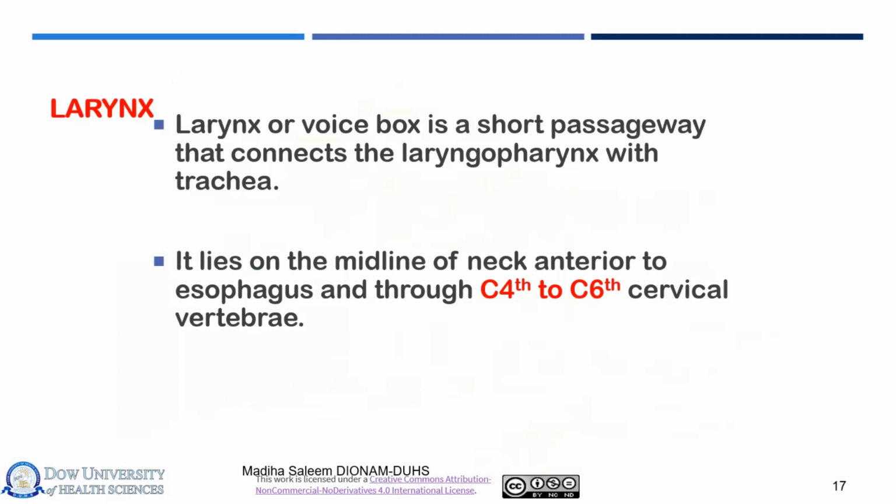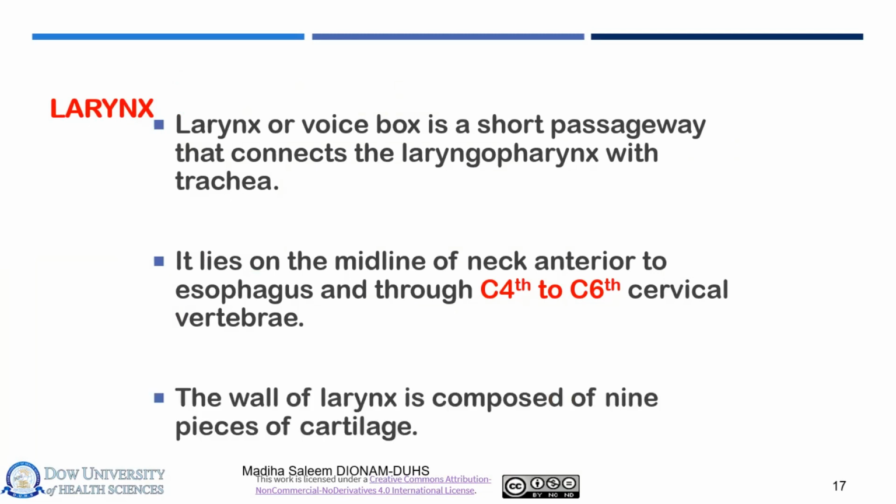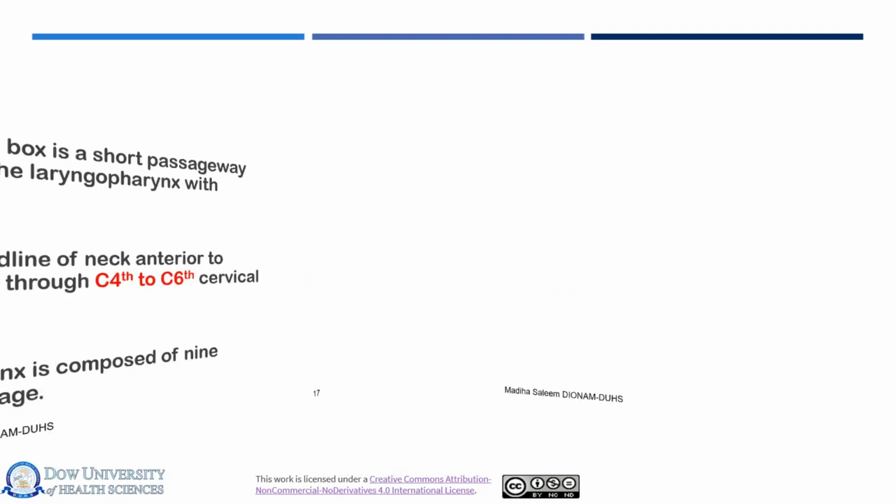Larynx, or voice box, is a short passageway that connects the laryngopharynx with the trachea. It lies in the middle of the neck, anterior to the esophagus, at the level of the cervical 4 to cervical 6 vertebrae. The wall of the larynx is composed of 9 pieces of cartilage.